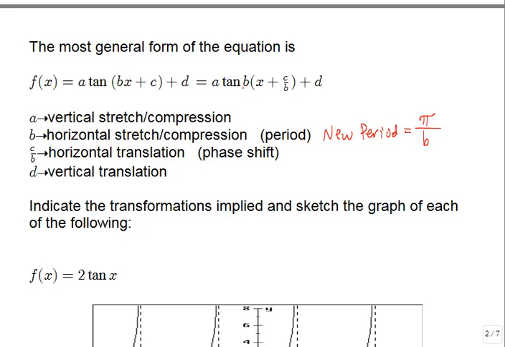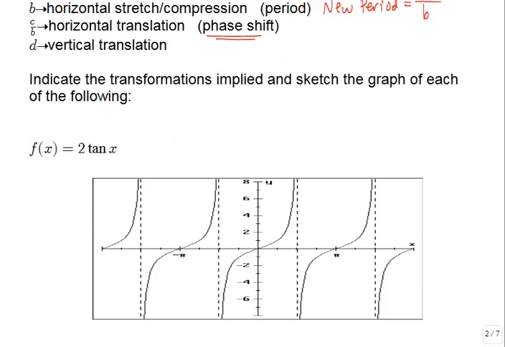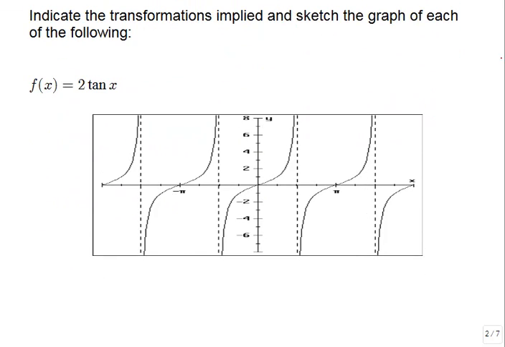After you've factored out your b, what you're left with in these parentheses will be your phase shift, and that will tell you how much to move your graph left or right. And then finally, the constant d on the end will tell you how much to shift your graph up or down. So let's take a look at 2 tangent of x. This has this coefficient 2 up front, so this is going to cause us to have a vertical stretch by a factor of 2.